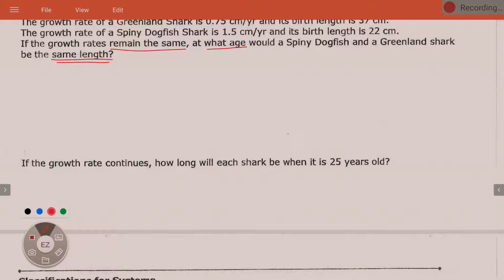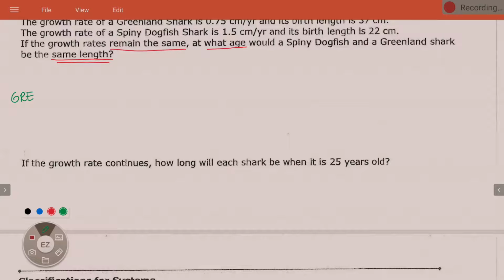Now, notice in this section it's talking about using a table to solve the problem. Okay, so it's not that we couldn't graph it. It's not that we couldn't use substitution, elimination, those types of things, but just using a table. So let's talk about what we know here. What do you know about a Greenland shark based on this problem here?